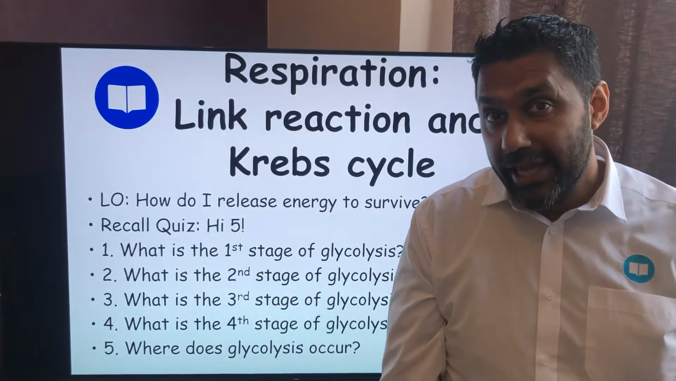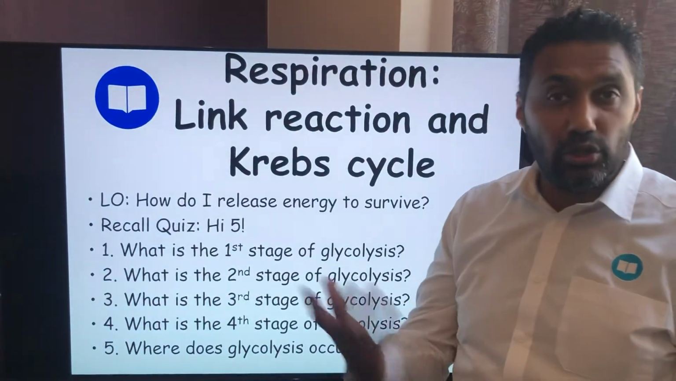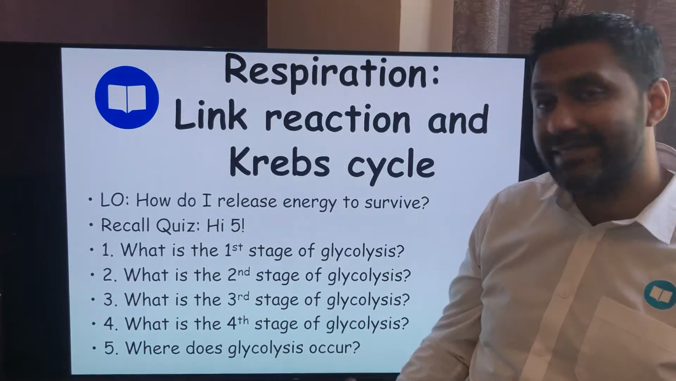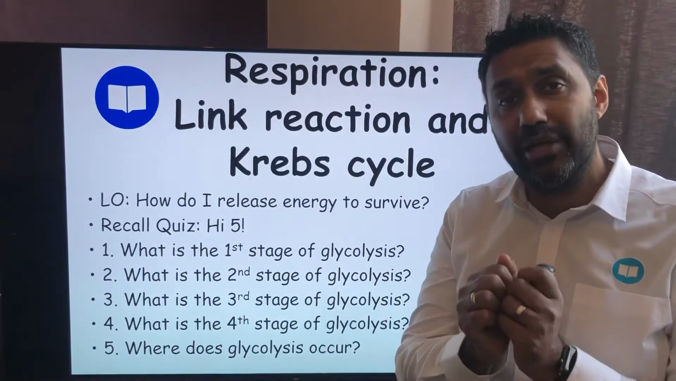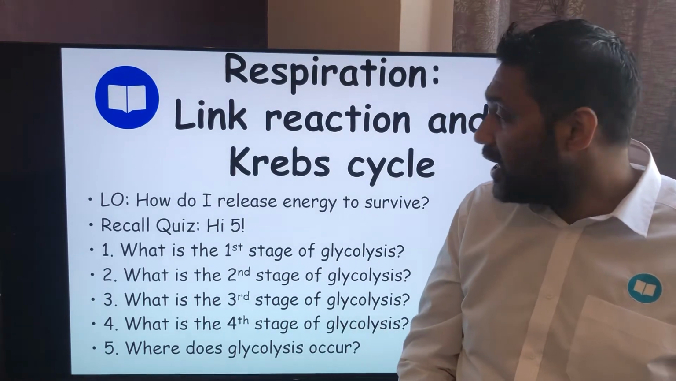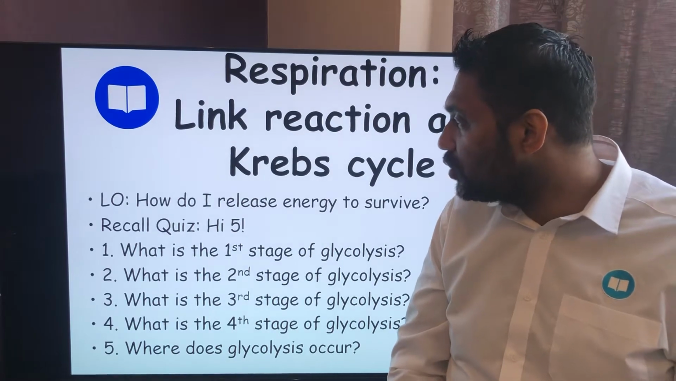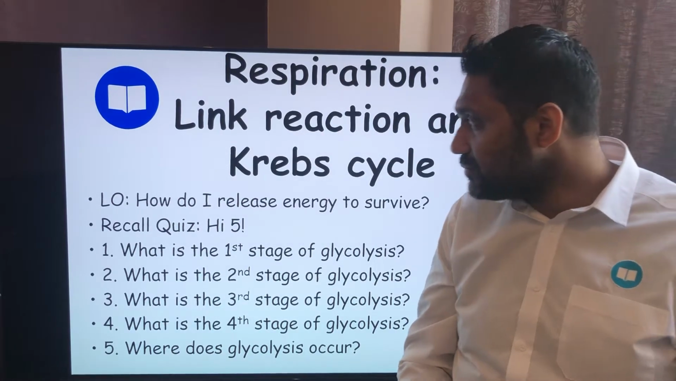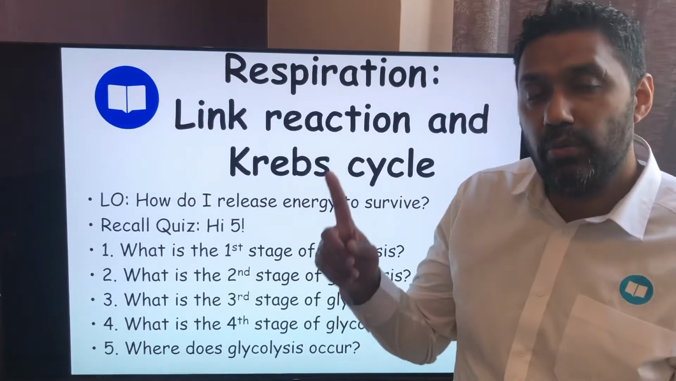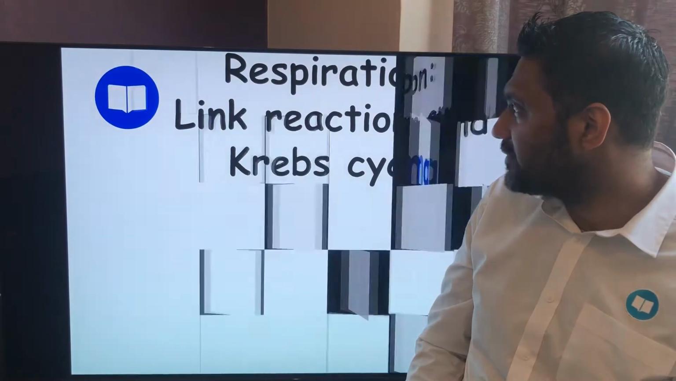So if you're ready, what is the first stage of glycolysis? Well, the glucose molecule, if you remember, gets phosphorylated. The second stage is where the glucose molecule gets split into 2 lots of TP. The third stage is where the TP will then produce pyruvate. I'll just show you again, a little bit quicker.